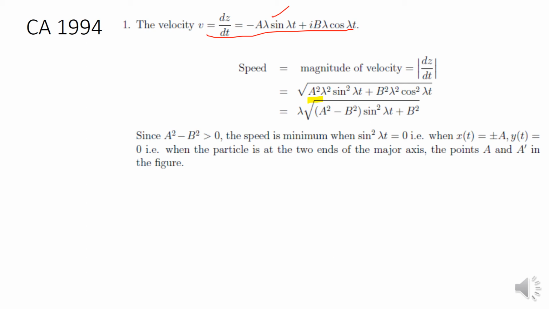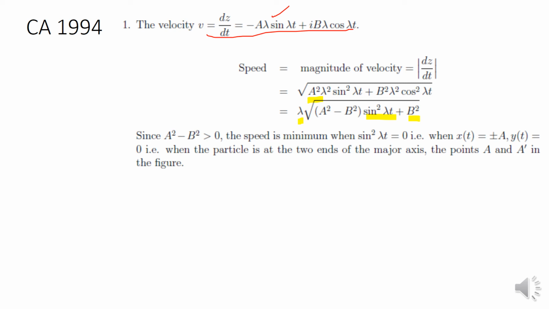Now we just simplify it. We have written cos square lambda t in the form of 1 minus sine square lambda t. So this becomes lambda times the square root of (a square minus b square) sine square lambda t plus b square. We have to find, according to the question, the minimum one.